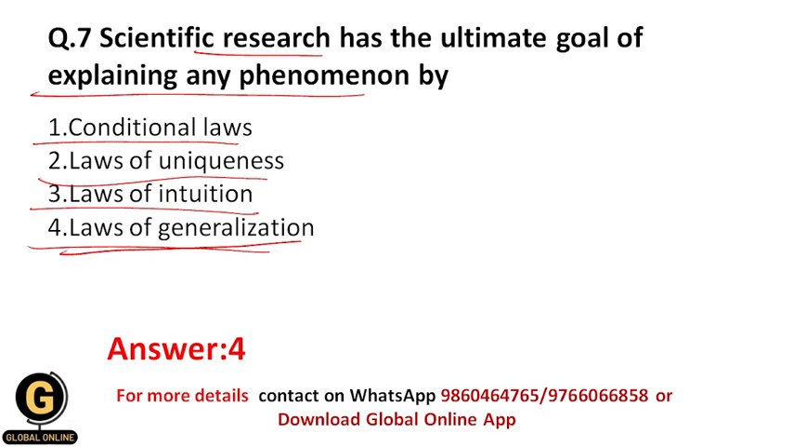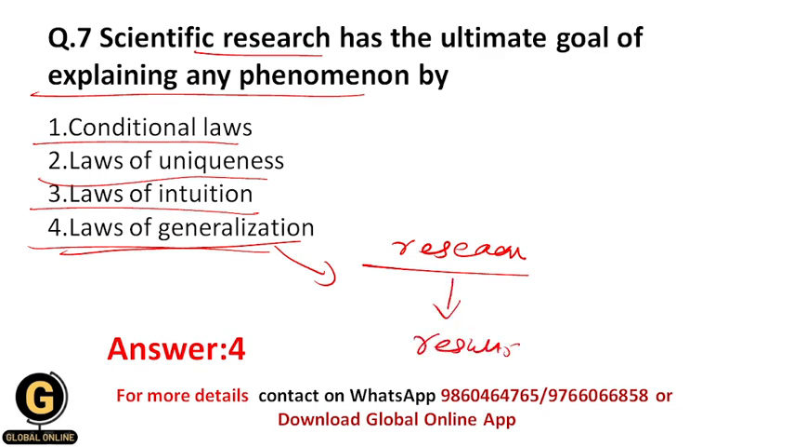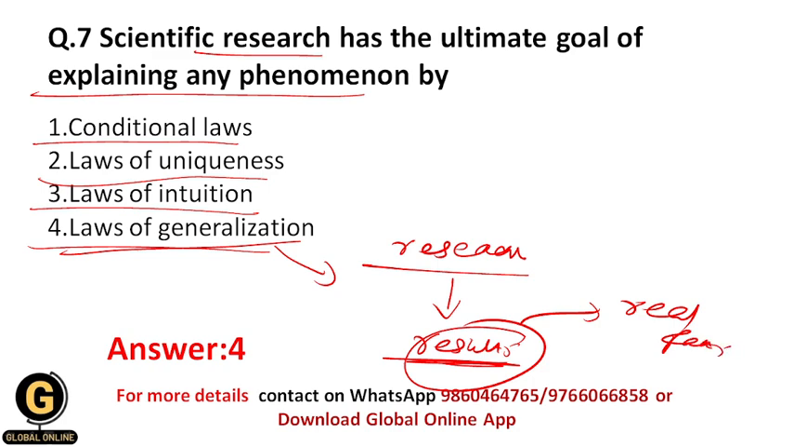Because laws of generalization means we have a research study, and we are getting results from our research study. So we apply the results of this research study to the real facts. This is nothing but the law of generalization, because you are generalizing the results of the research to the real facts. This is the most important thing, and that's why scientific research has the ultimate goal to explain any kind of phenomenon by these laws of generalization.